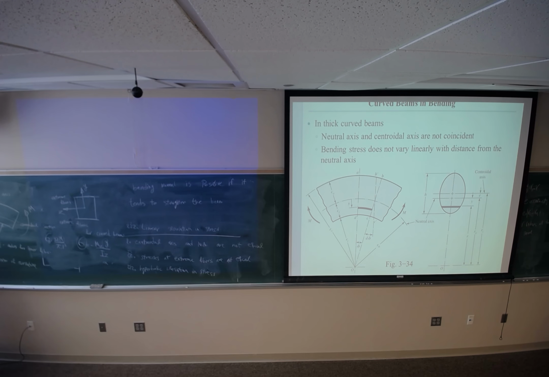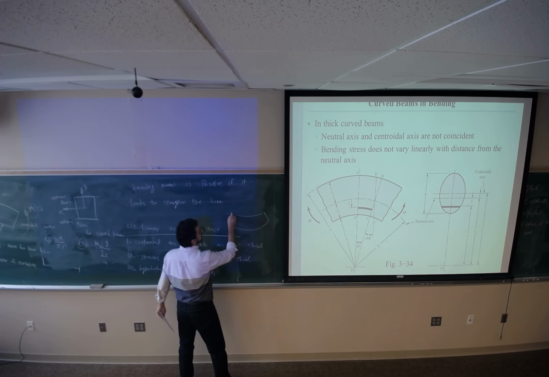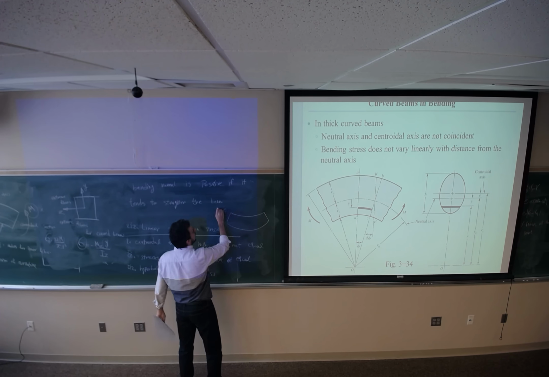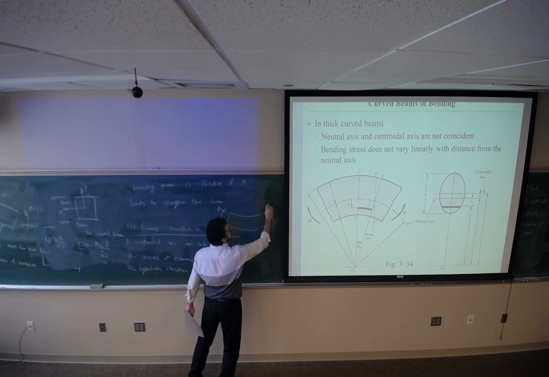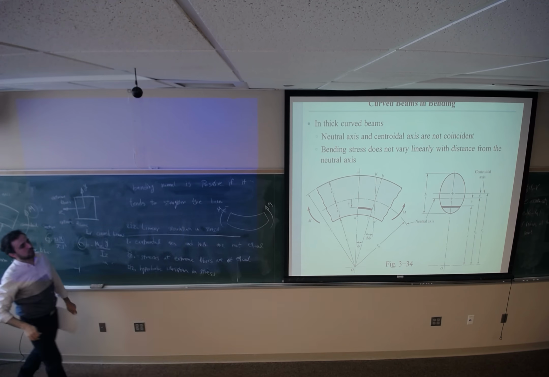Here, the way that I have the bending moment, it tends to straighten the beam. So this bending moment should be considered as positive. If I have something like this, just in the opposite direction, and I have the same direction for the moment, this bending moment is negative for this beam.